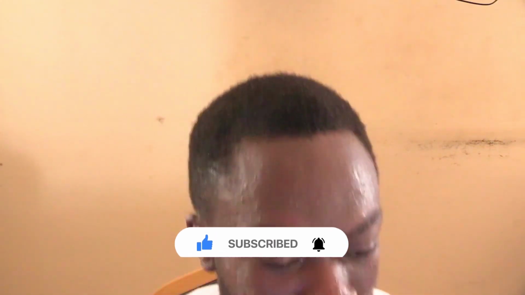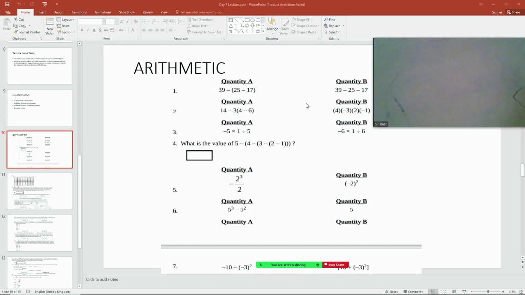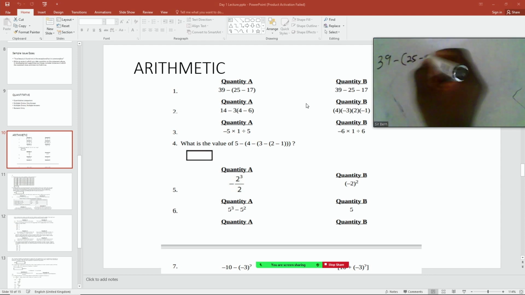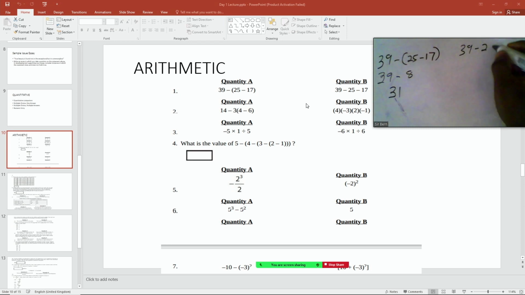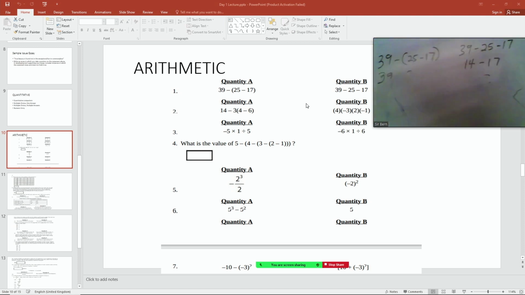So let's do that. Okay, with the first question, like we know already, quantitative reasoning is just comparison. For the first question, you have 39 minus 25 minus 17. So this minus this will give us 8. So we have 39 minus 8. This gives us 31 for quantity A. And the quantity B side is 39 minus 25 minus 17. So 39 minus 25 will give us 14. 14 minus 17 will give us minus 3. Comparing this, quantity A is greater. So that is the answer we're going to choose. Quantity A is greater. Then we move on to question 2.